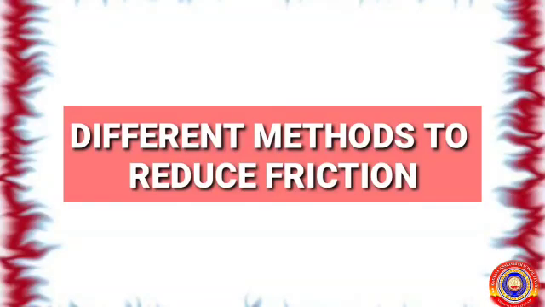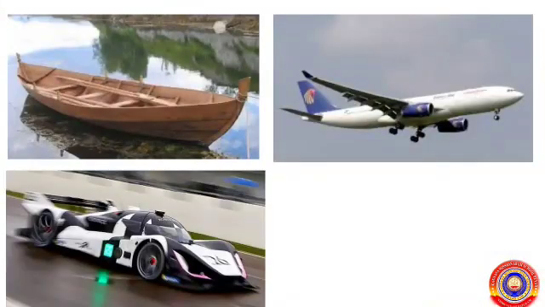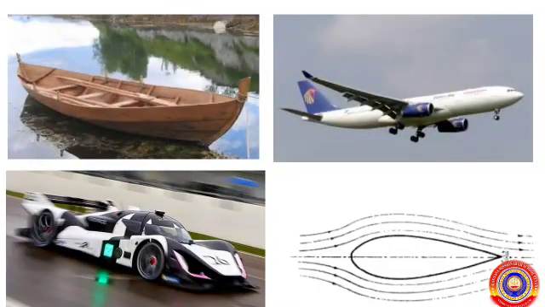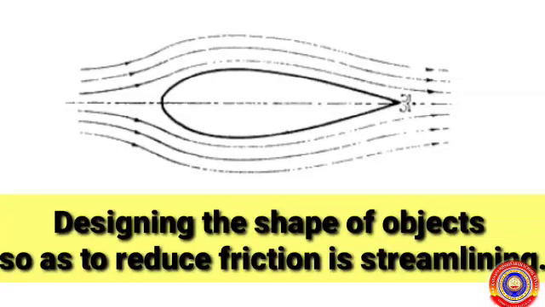What are the different methods to reduce friction? Let's examine. Observe the pictures given here. Their shape has a general character, isn't it? That they are designed in a particular shape. This shape can reduce the friction due to air, water, or both when they move forward. Designing the shape of objects so as to reduce friction is streamlining.